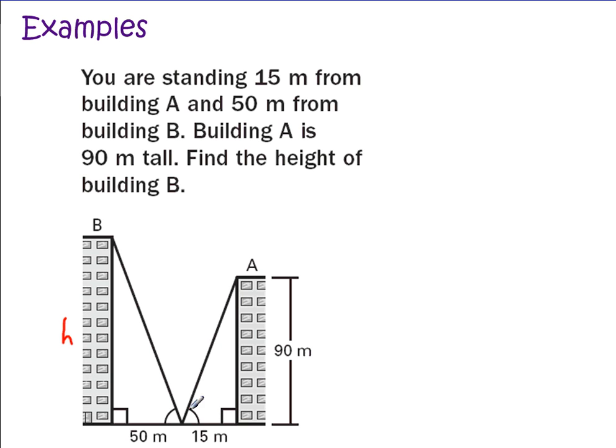Well, we're given that these angle measures are congruent, and the angle formed by the ground and the building for both of these buildings is going to be a right angle. So we can say that the triangles are similar by the angle-angle similarity postulate.